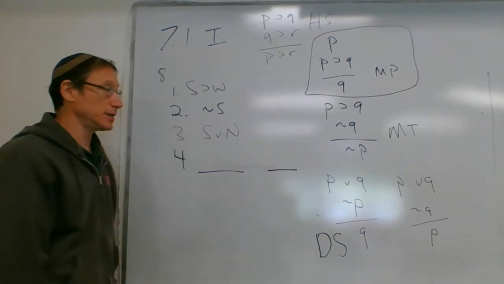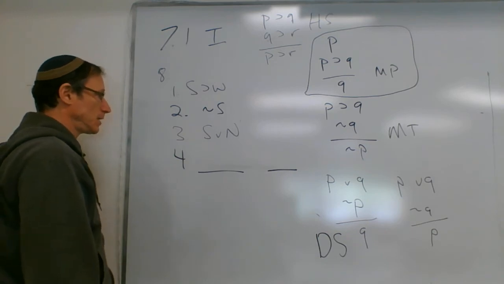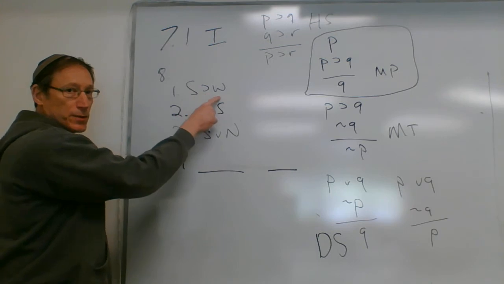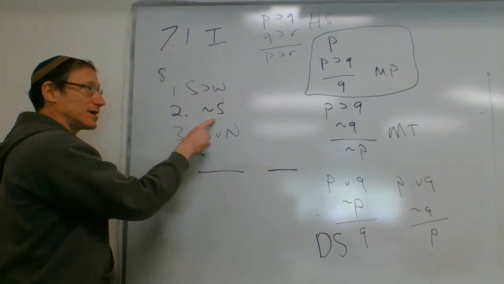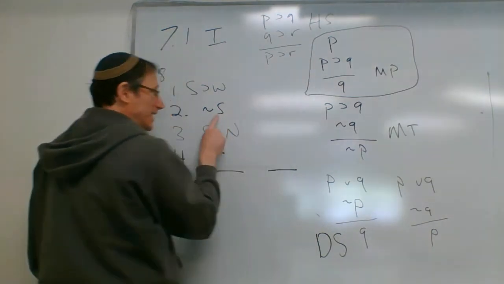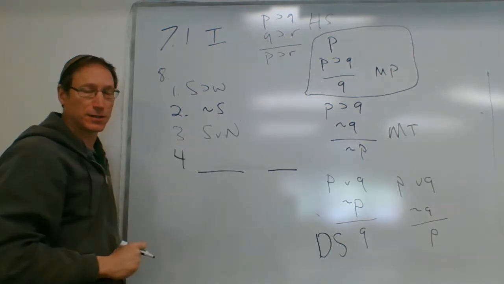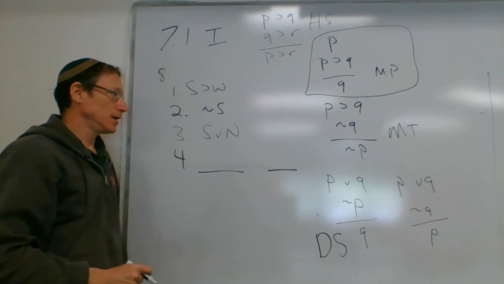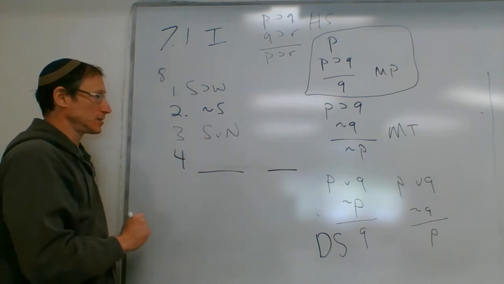So I'm looking at this and I'm saying to myself, well, I have a horseshoe here, S horseshoe W. This is not S. Now, this is not going to work for modus ponens because what I would need is S to get W. If this was just a plain S without the tilde, I could infer W using modus ponens, but I can't do that because this is not S.